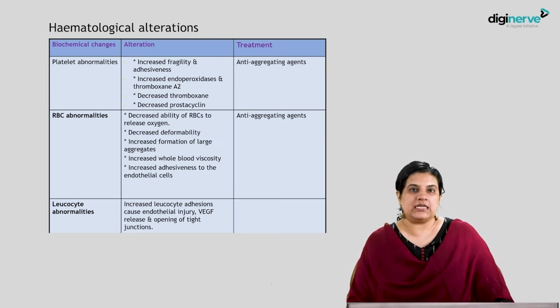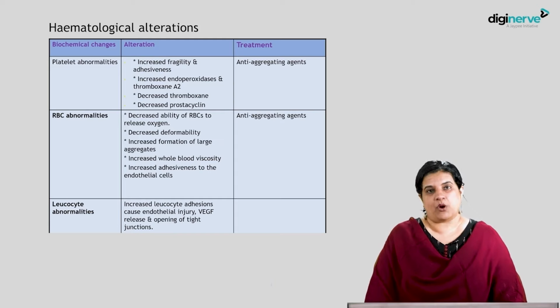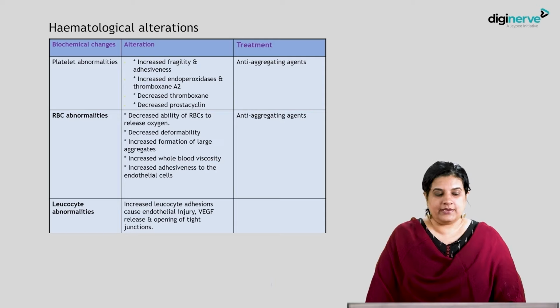There would be associated RBC abnormalities. There would be a decreased ability of the red blood cells to release oxygen. There would be a decreased deformability of these cells and an increased formation of large exudates, increased whole blood viscosity, and increased adhesiveness to the endothelial cells. Again, we need to give anti-aggregating agents in this scenario.